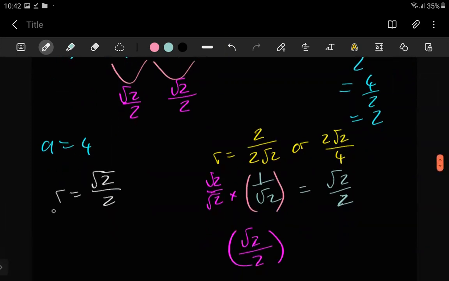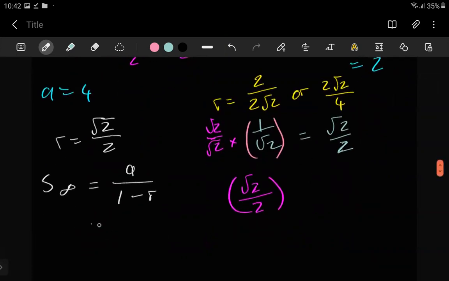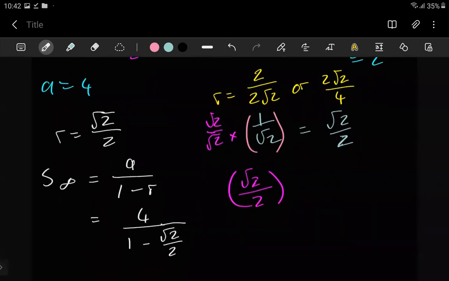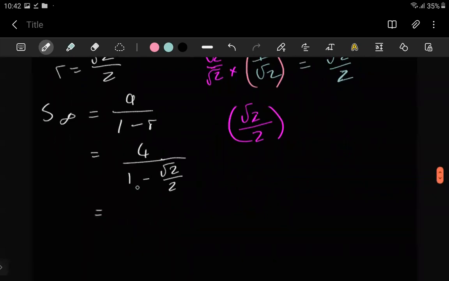So now we have A and R, right? So our sum to infinity is just A over 1 minus R. So this is 4 over 1 minus square root of 2 over 2. We can just put all this in the calculator, right? I get 8 plus 4 square root of 2. Perfect, and that's our sum to infinity. Okay, makes sense. Fantastic.